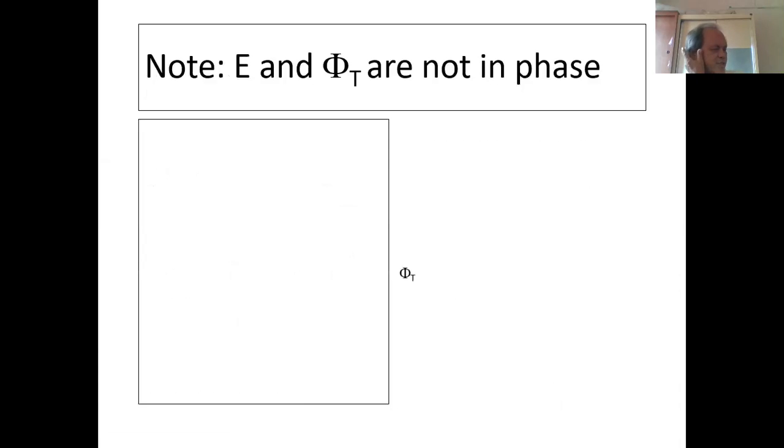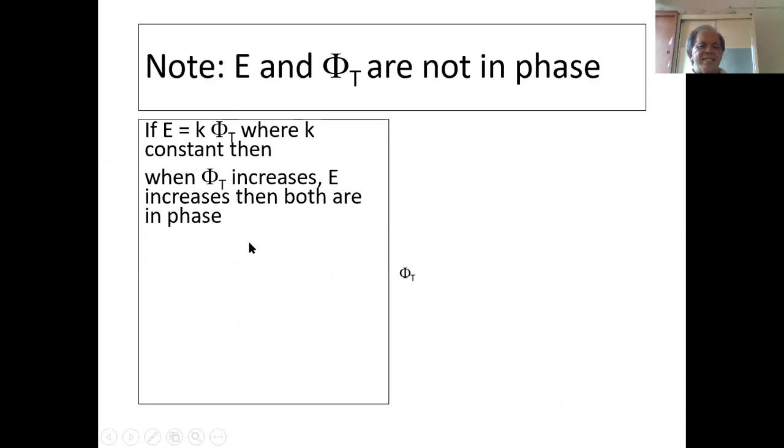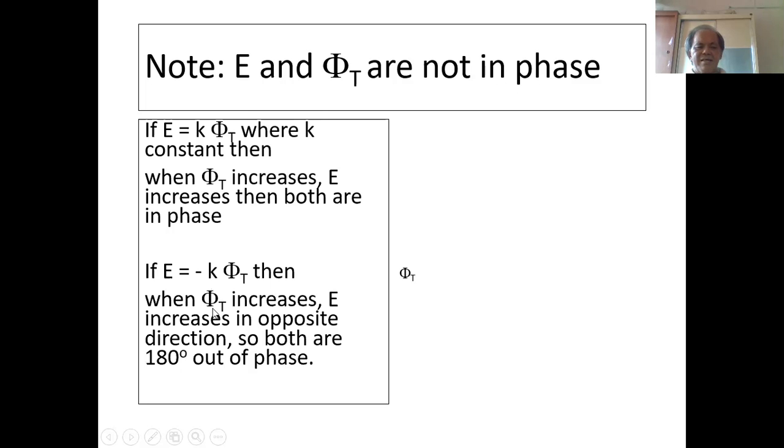I just try to explain to you the phase difference. If you write E equals K times phi, where K is a constant, then in this case, as your phi increases, the E increases. They are in phase. Whereas if you put a negative sign there, as phi increases, E increases in the opposite direction. That means it's in the negative direction, if you like. So it's not in phase, it's 180 degrees out of phase.